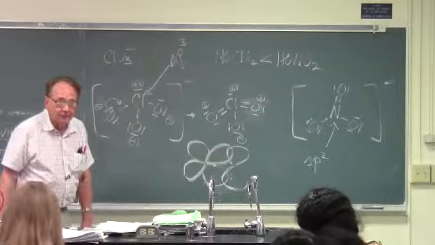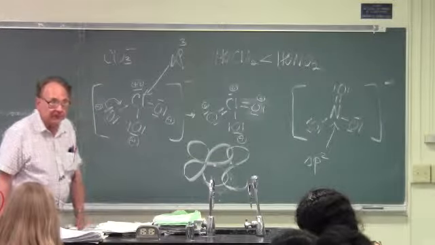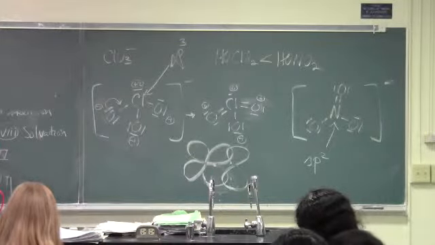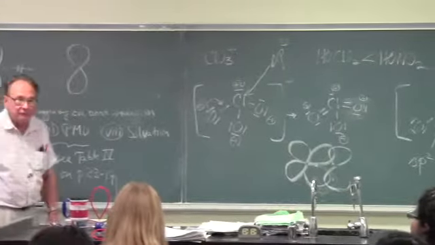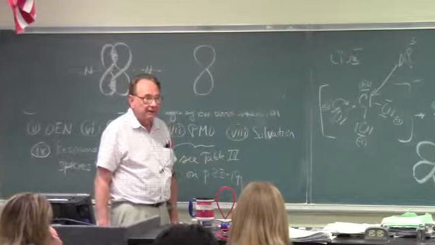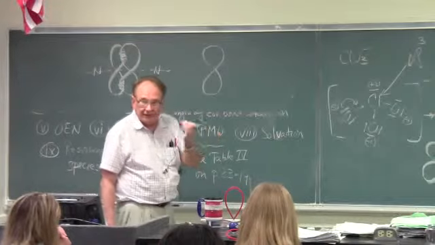From the standpoint of PMO, how do you expect the size of a 3D orbital from chlorine to compare to the size of a 2p orbital from oxygen? Given that chlorine is a lot bigger than oxygen.